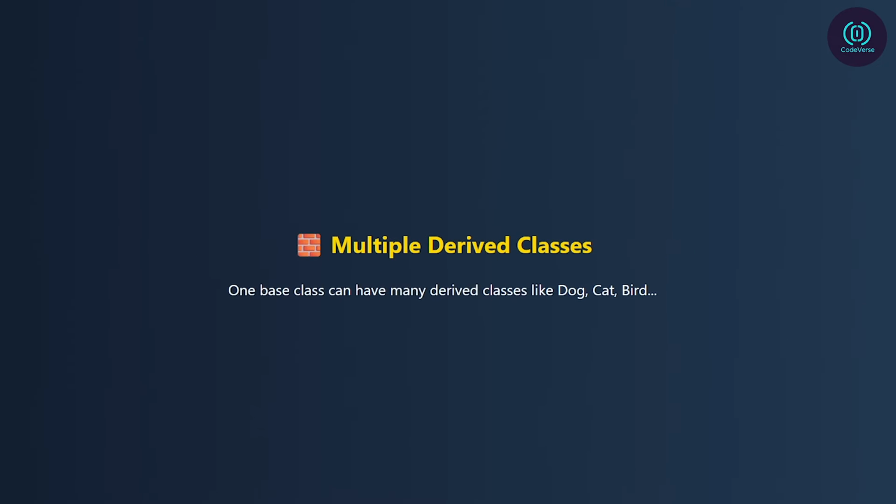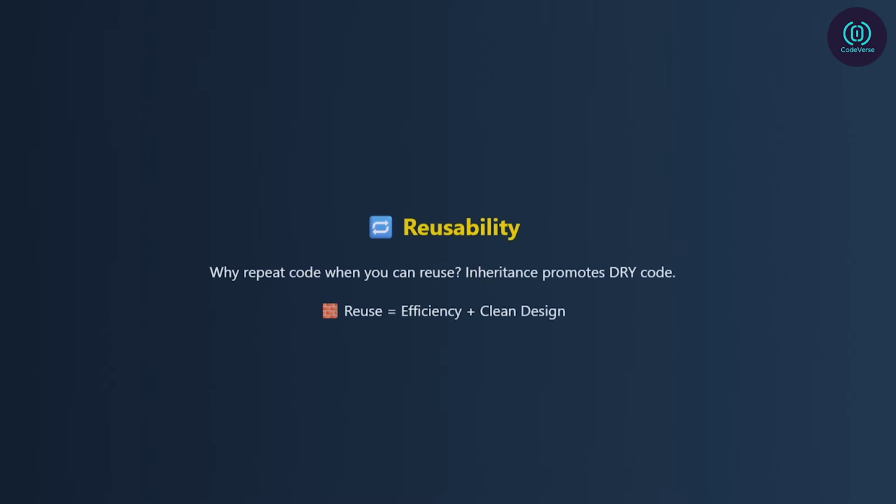But here's the magic: once you build your base class well, you can create many child classes from it, each one unique but still connected. This structure makes your code organized, scalable, and easy to update. Change the base class once, and every derived class automatically benefits.